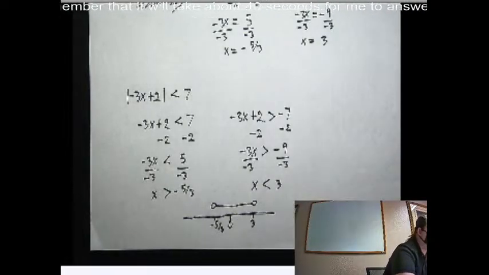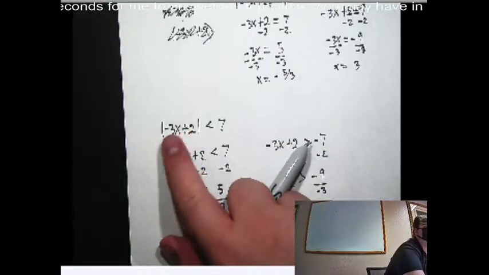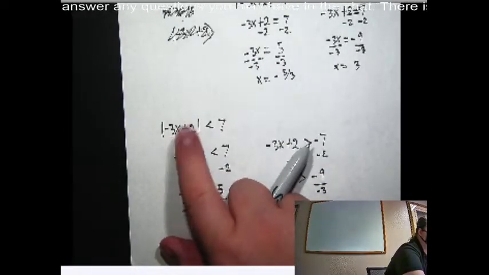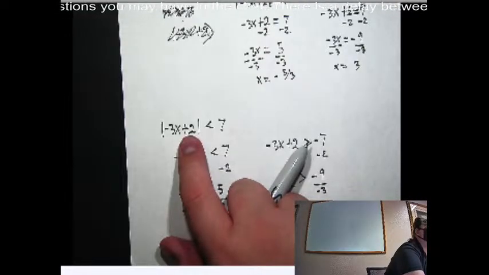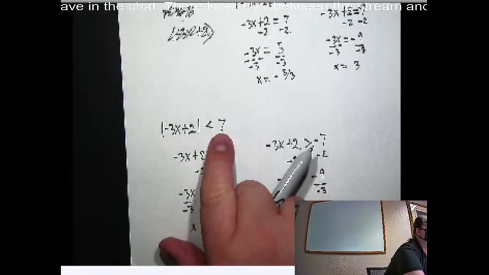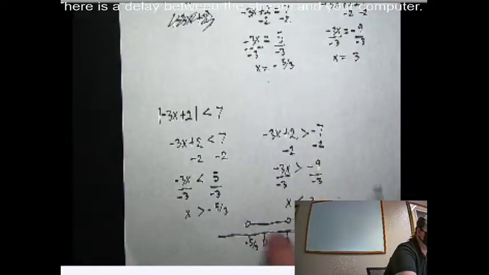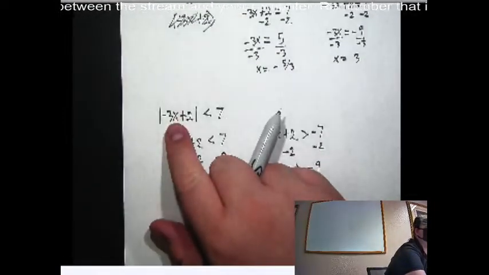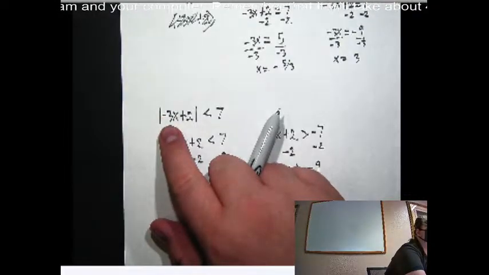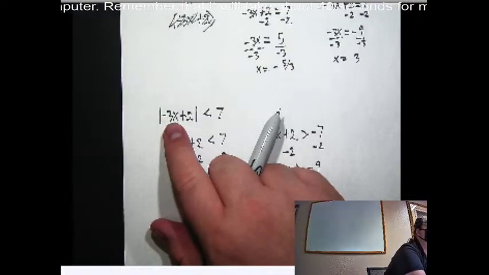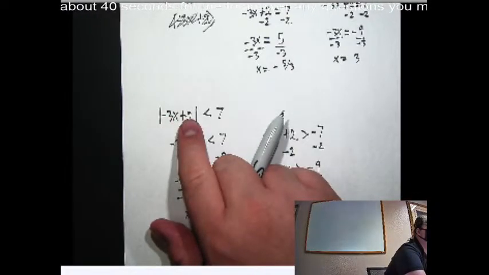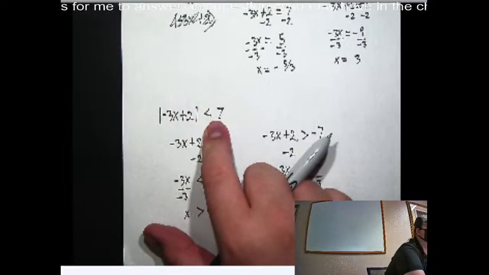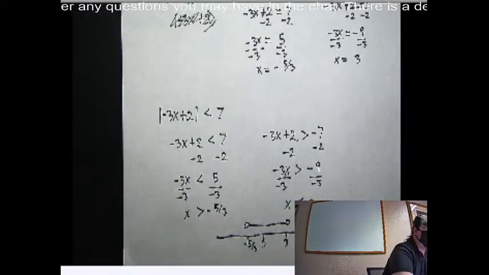All right, so let's test out some numbers then. Some numbers in our solution. We know that positive 1's in our solution. So let's go ahead and plug that in. So positive 1 in for x. What is 1 times negative 3? What is negative 3 plus 2? Okay, and is that less than 7? Yeah, so that works. How about negative 1? Negative 1 in for x. So negative 1 times negative 3. Yeah, it's positive 3. And then positive 3 plus 2? 5. Is that less than 7? Good.